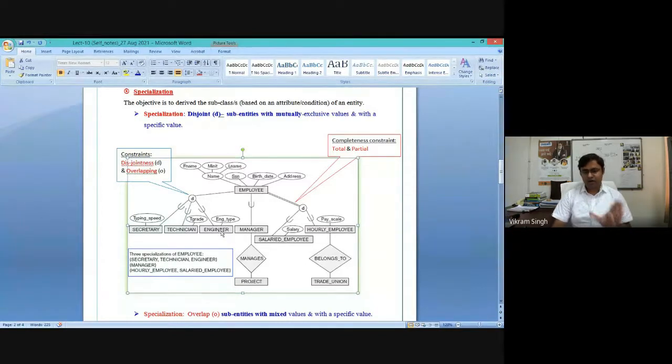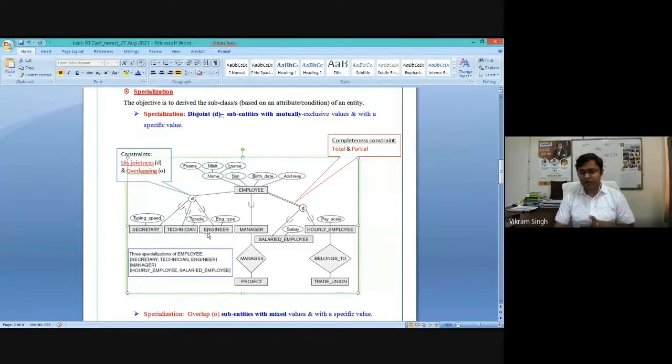So this is one of the specializations which we could perform, and we have inherited these three attributes to these three respective entities, and these three attributes were initially placed on the employee. Now because we have performed specialization, they are moved into the respective entities, right? So the first specialization we have performed.